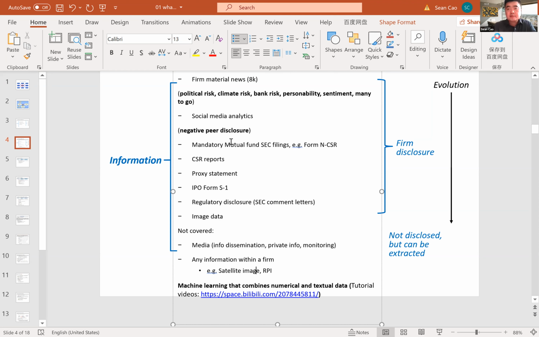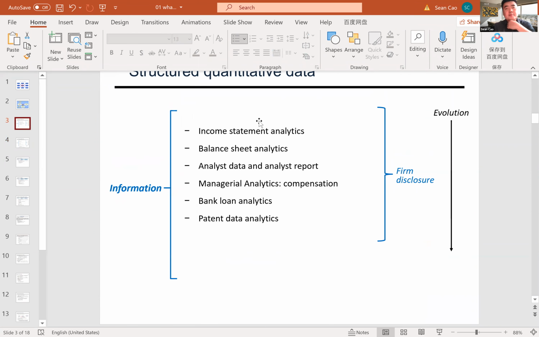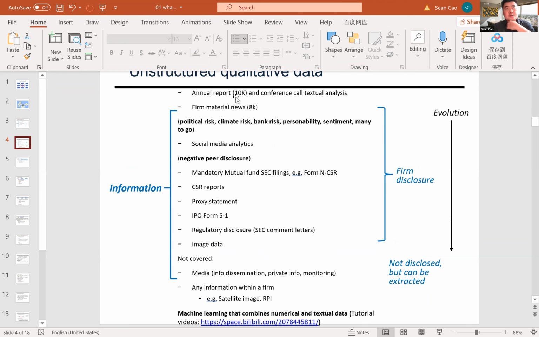So that's the two parts of the data we cover in class. We will cover the numerical data, non-numerical data. So let's just give you a summary of what we just talked about. We'll cover the structured numerical data. This is one slide, and we will cover this kind of unstructured data.